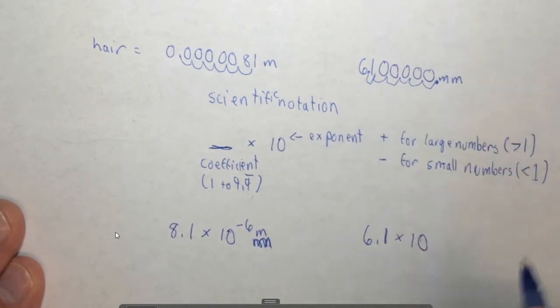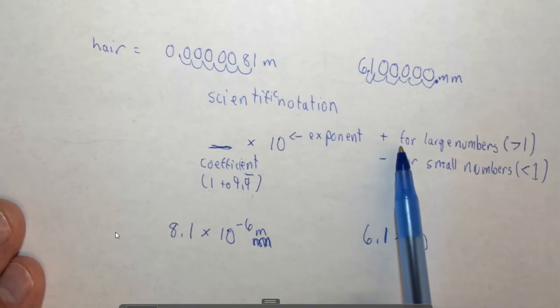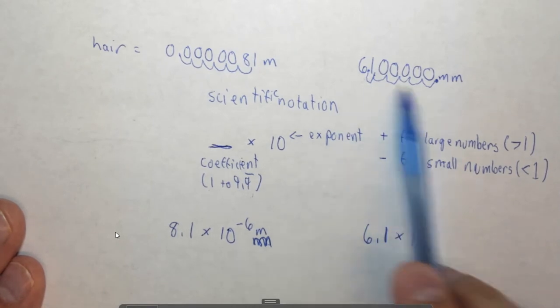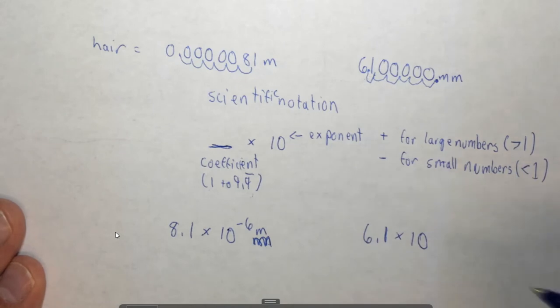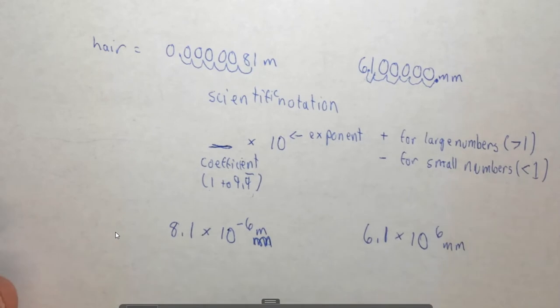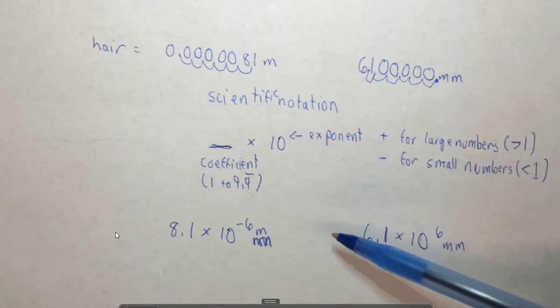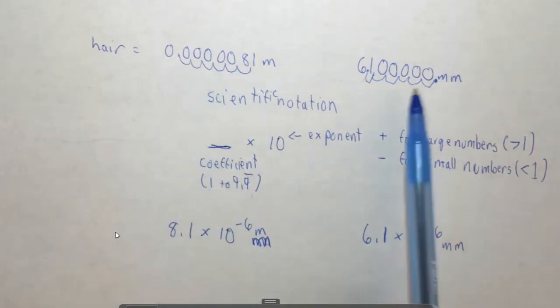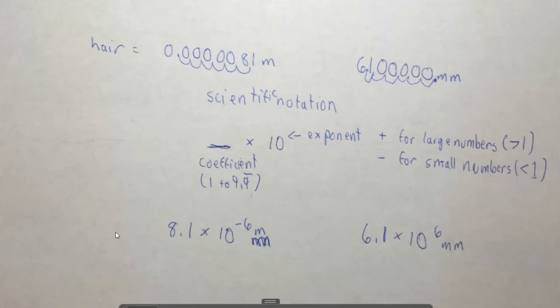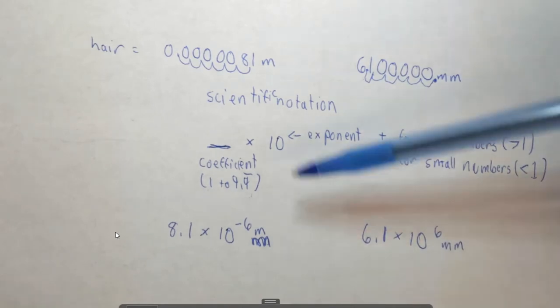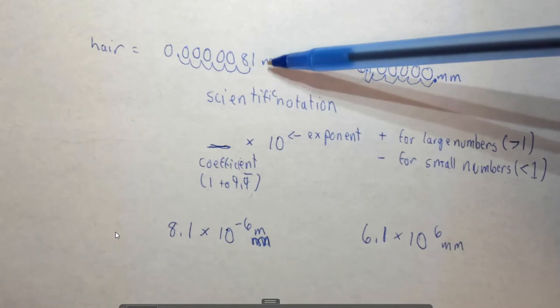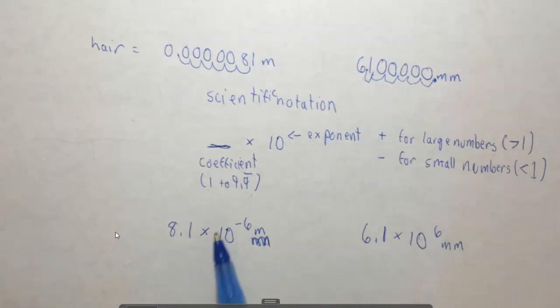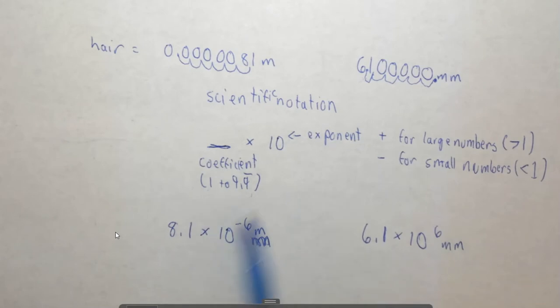Times 10, and then, in this case, it's a large number, right? We started with 6.1 million. That's certainly greater than 1. So it's 6.1 times 10 to the 6 millimeters. So these numbers are expressed in scientific notation. It's a very good idea to practice this a few times so that you know how to express very small and very large numbers in scientific notation. And in fact, scientific notation is useful for exactly that. This is kind of a pain to write and understand. This is much more straightforward to understand, and that's why we use scientific notation. But there are rules, and those rules are outlined here.